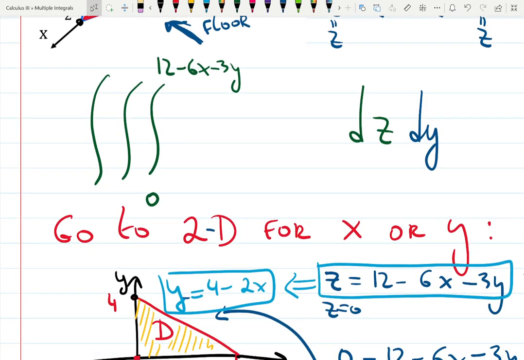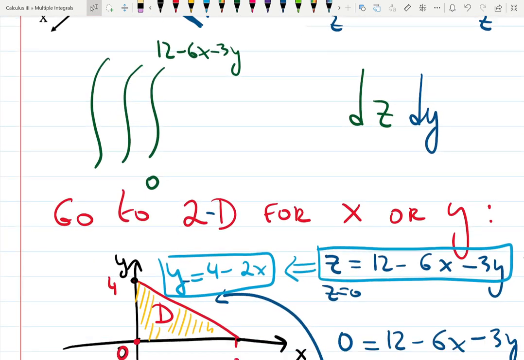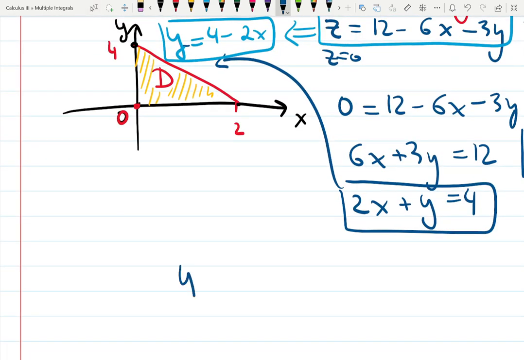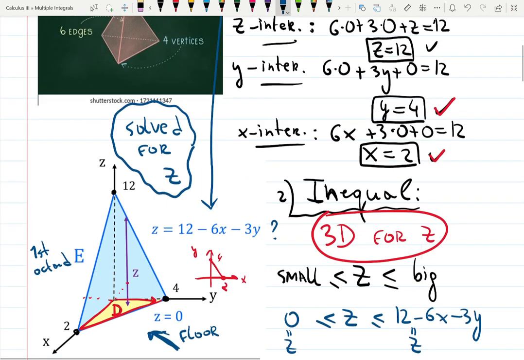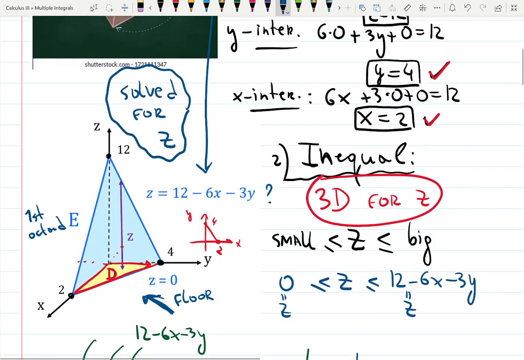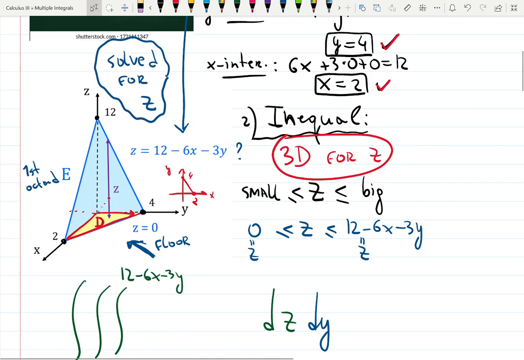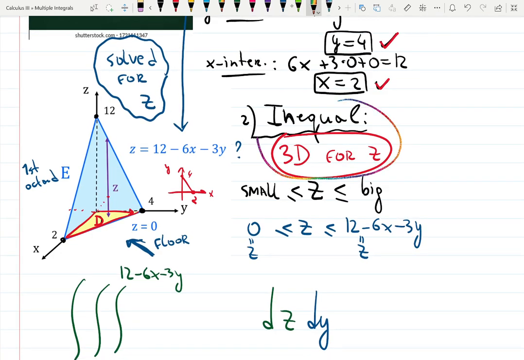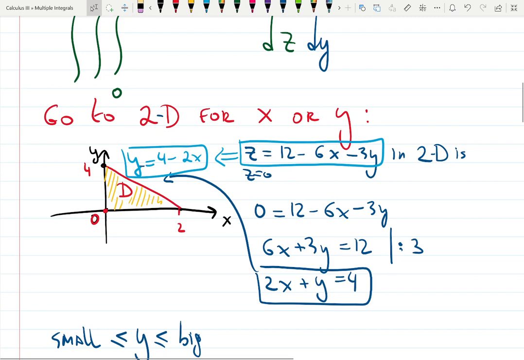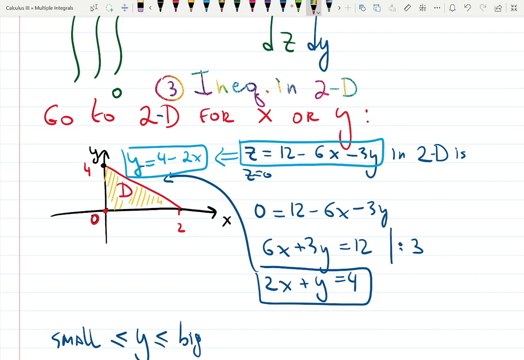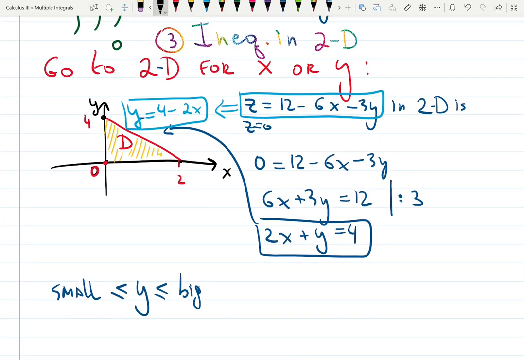My y is changing between small and big. Remember, again, y is changing between small and big. So I would do it like this. Step 1, you have the total picture. Step 2, inequalities in 3D. And then step 3, inequalities in 2D, and you repeat the whole process. You build a picture and then you make inequalities. So it adds an extra step at the very beginning.